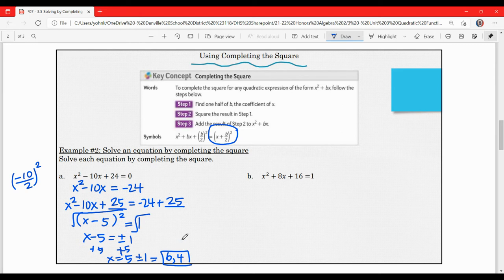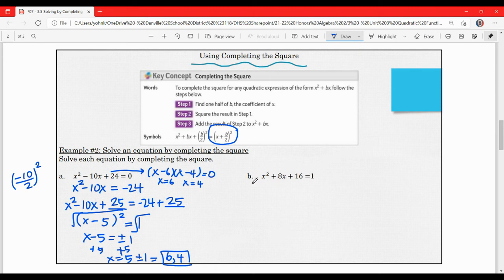And actually, here's another way. You can solve this equation without completing the square. You could find two numbers that add to give you negative 10 and multiply to give you 24. That would be x minus 6 and x minus 4. And so x equals 6 and x equals 4. Obviously, it's a lot easier and quicker to do it by factoring. However, the directions want us to practice completing the square. We get the same answers.